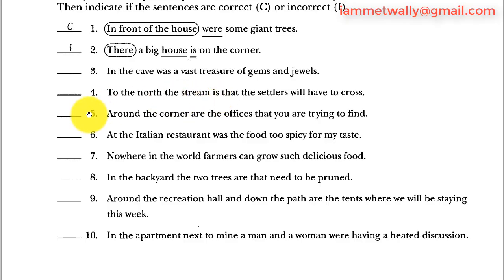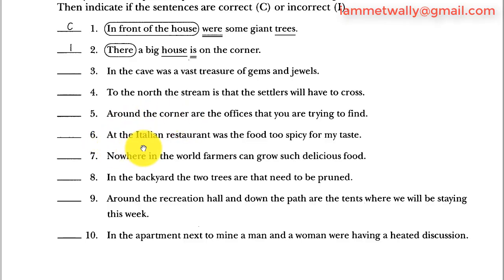5. Around the corner are the offices that you are trying to find. Around the corner is a place expression, are is a verb, the offices is the subject, that is the adjective clause connector, you is a subject, are trying is the verb. That you are trying defines the offices, like the sentence before, but 4 should have been like 5, because 5 is absolutely correct, but 4 is not.